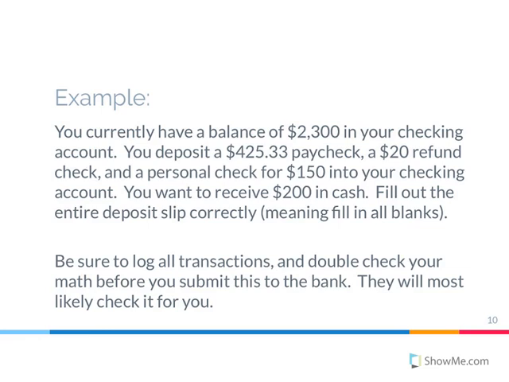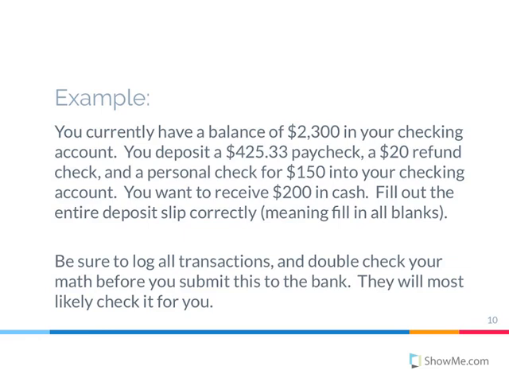For this example, I want you to go through, and you do have some space to do the math for this deposit slip. On your actual notes, you have some room there for you. So you currently have a balance of $2,300 in your checking account. You deposit a $425.33 paycheck, a $20 refund check, and a personal check for $150 into your checking account. You want to receive $200 in cash.